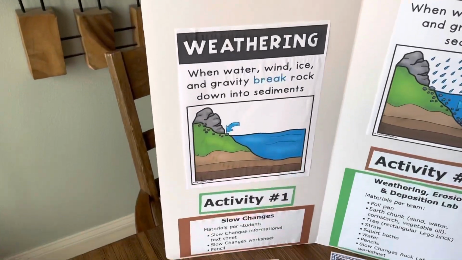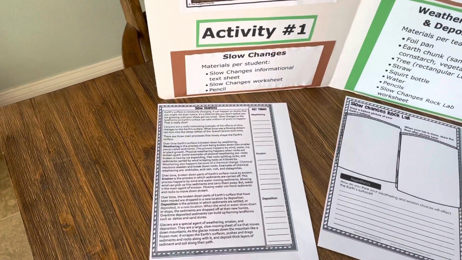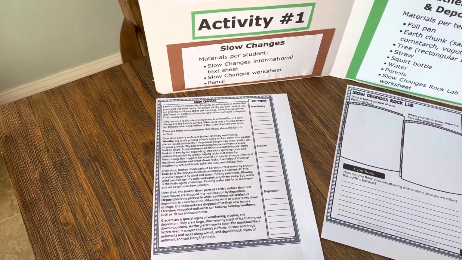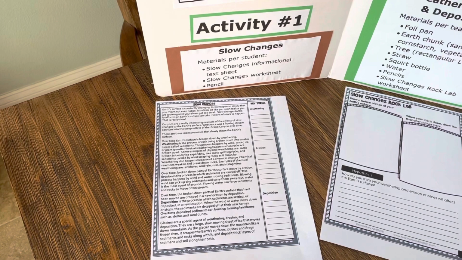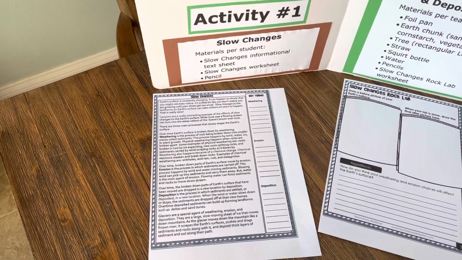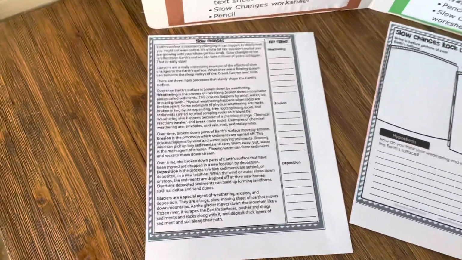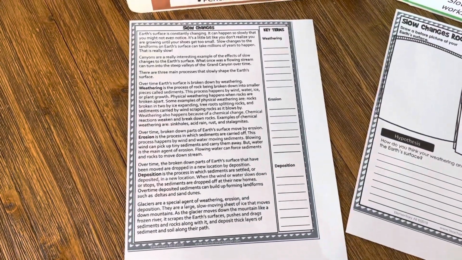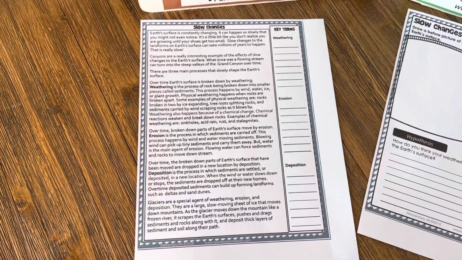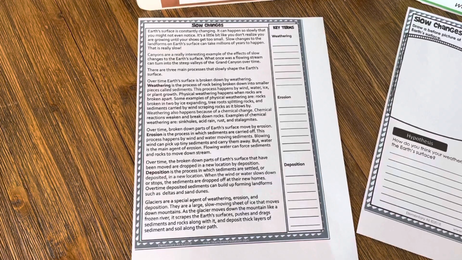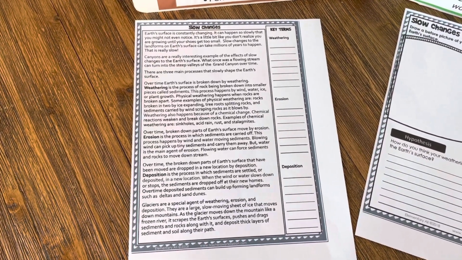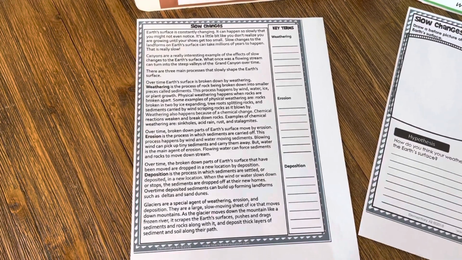The first activity, number 1, is titled Slow Changes. The materials needed are the Slow Changes informational text sheet, Slow Changes worksheet, and pencil. So here students will read the informational text. This is per student, not a group. So each student in the group will read this text. They will underline the key terms, weathering, erosion, and deposition, and write those key terms along the side.